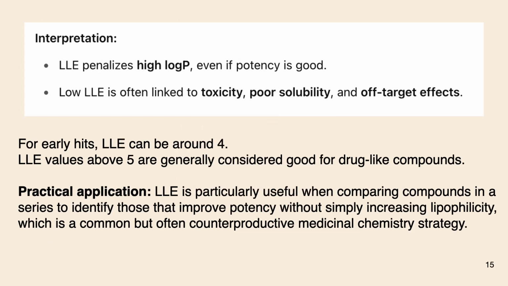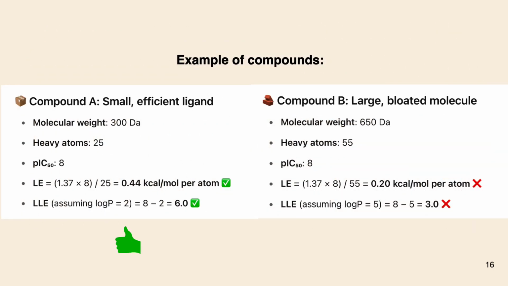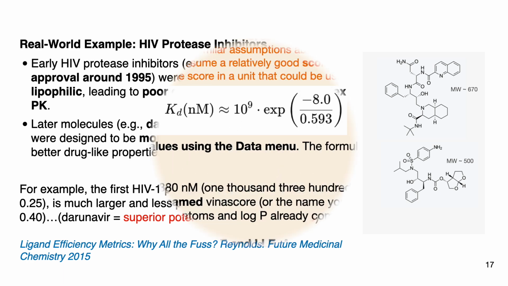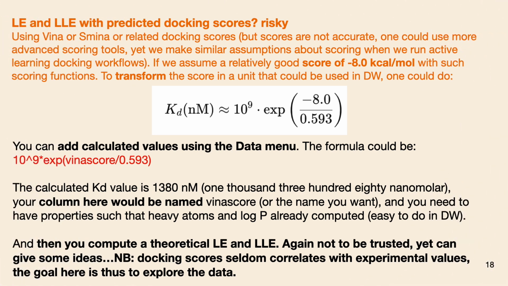On this slide, some additional comments about lipophilic ligand efficiency values. This is just a theoretical example to get an idea about these two metrics. On this example, which was discussed in some research articles, we see a real-world example of these metrics on HIV protease inhibitors. But there are also some other considerations than ligand efficiency, such as better resistance profile of darunavir. On this slide, I discuss using these efficiency metrics with docking scores. This is inherently risky, since docking scores are not accurate measures of binding affinity, but it can still be attempted to see if useful insights about the compounds can be gained.